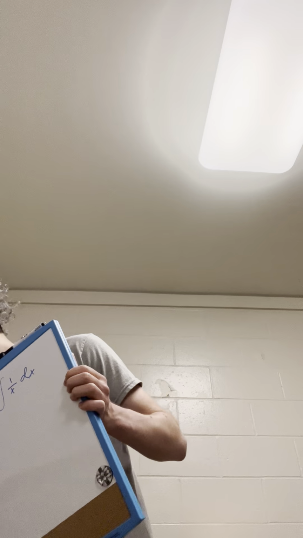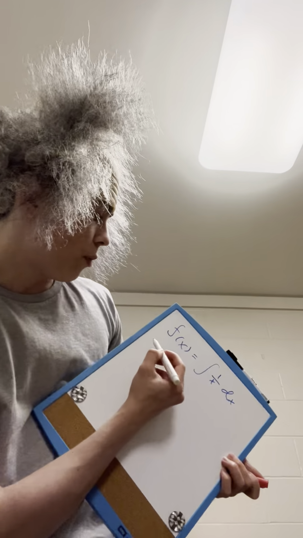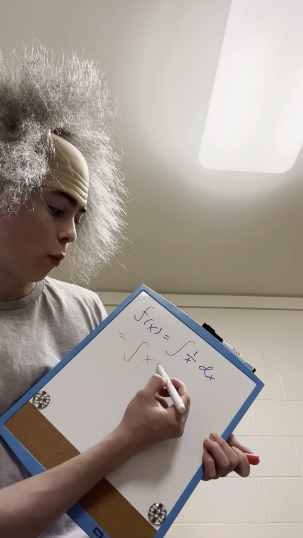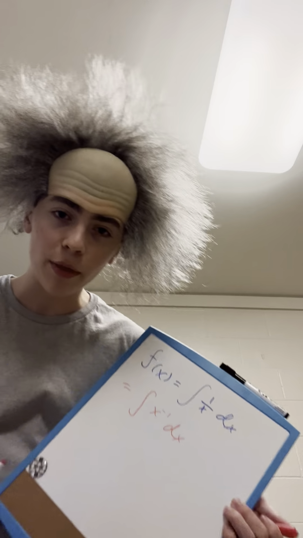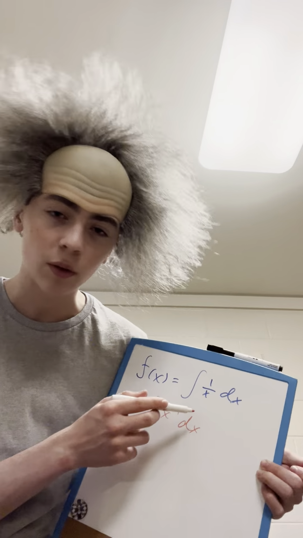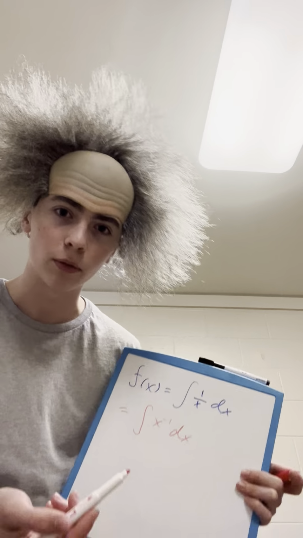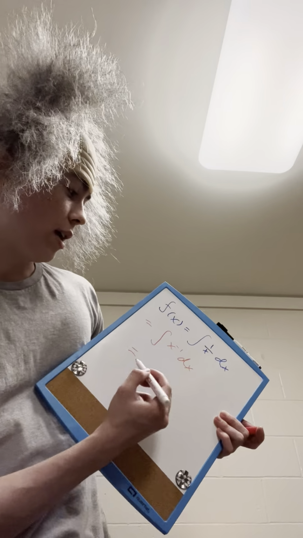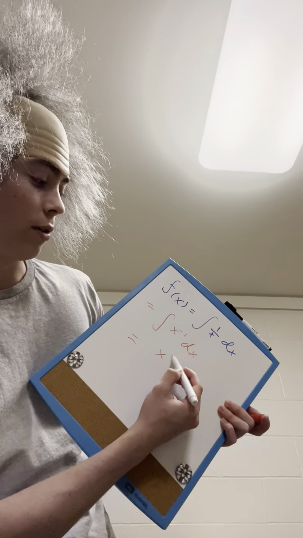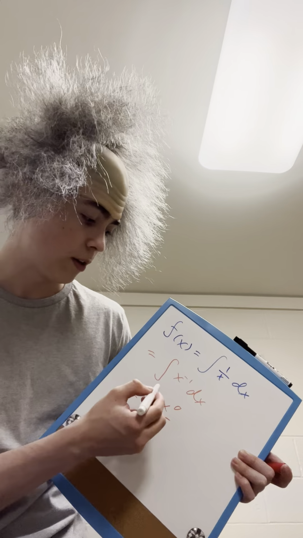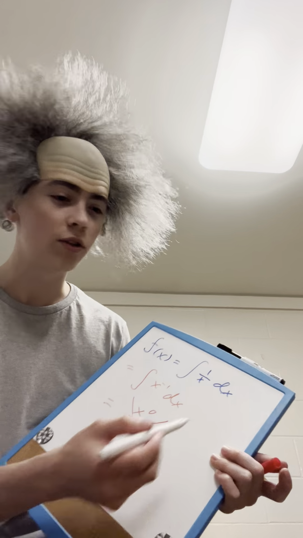For 1 over x, I'll use red because this is what we don't want to do. We don't want to say this is equal to the integral of x to the negative 1 dx. You might think you can represent 1 over x as x to the negative first power and then just use our power rule. So we add 1 to the power and divide by the new power. That doesn't work. We get x to the 0 over 0, which would just be 1 over 0, and that doesn't make sense.